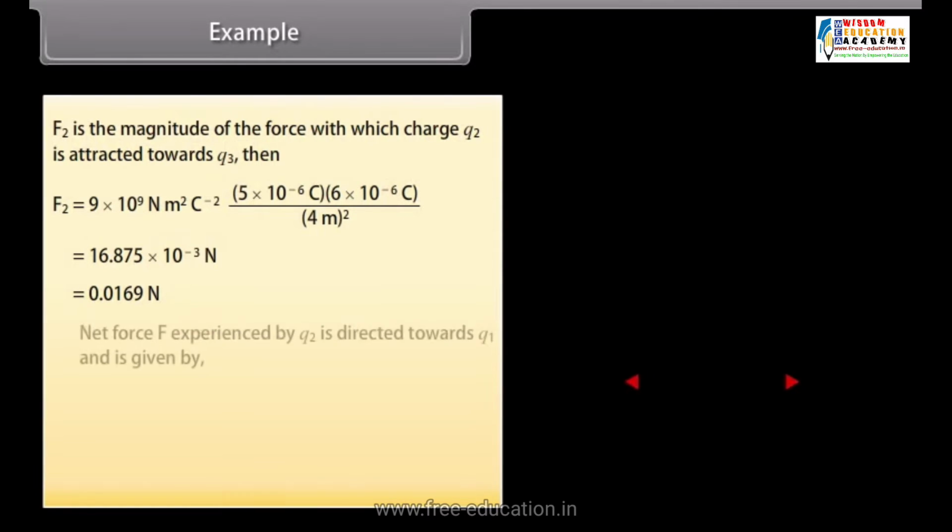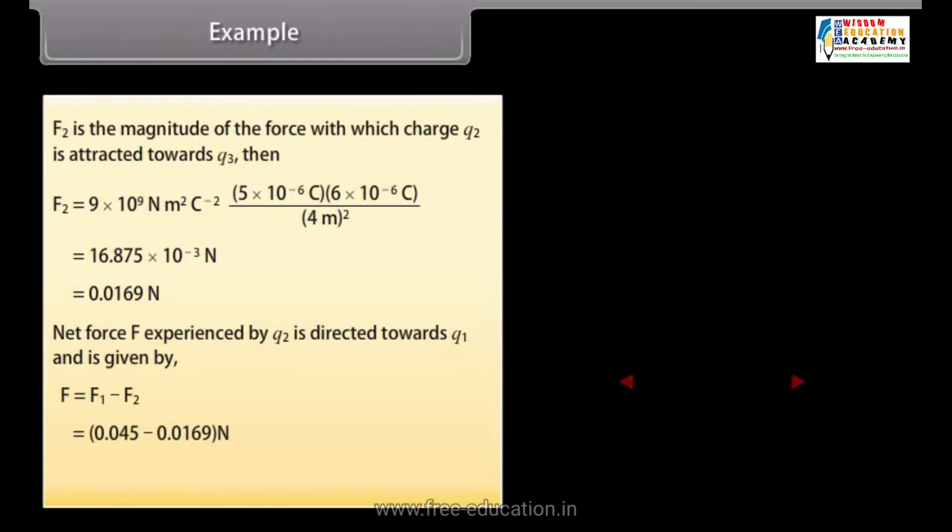0.0169 Newton. Net force F experienced by Q2 is directed towards Q1 and is given by F is equal to F1 minus F2, which equals 0.045 minus 0.0169 Newton, which is equal to 0.0281 Newton.